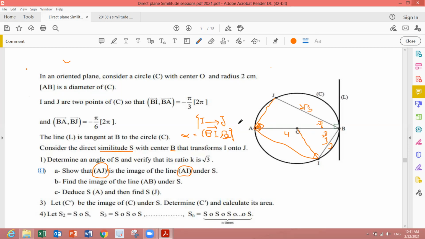Because AIBJ is a rectangle. Okay, why is it a rectangle? Because AI equals BJ, since J is on the circle and we have AB diameter, this implies this angle is 90 degrees, and this one is also 90. So we have three 90s, and this one becomes 90, so it is a rectangle.